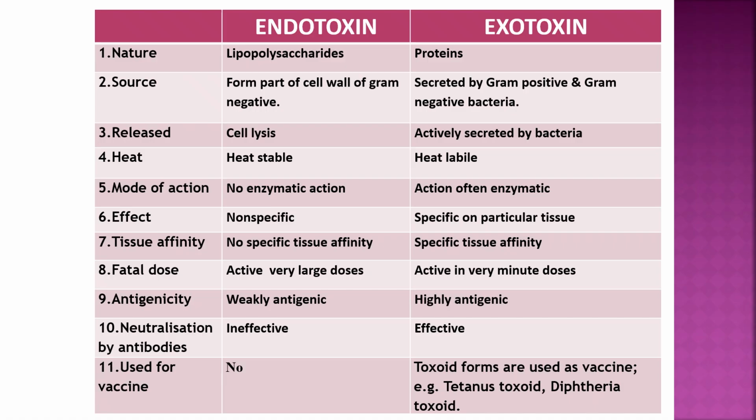Endotoxin non-specific, no specific tissue affinity, active in very large doses and weakly antigenic, ineffective and not used for vaccine. Exotoxin specific action on particular tissue, specific tissue affinity, active in minute doses, highly antigenic, effective by neutralization antibodies, and toxoid forms are used as vaccine. Example, tetanus toxoid, diphtheria toxoid.